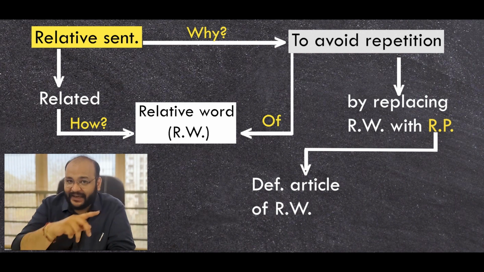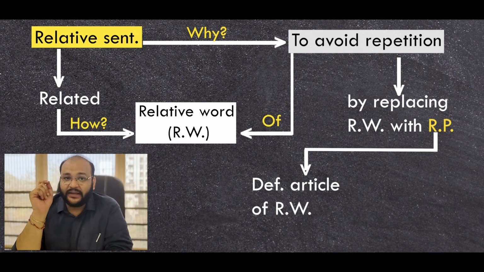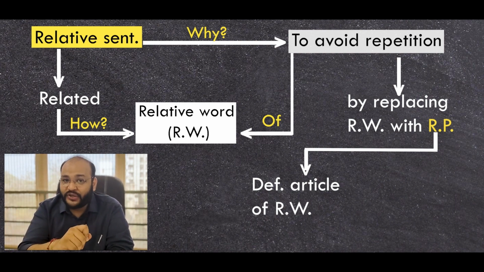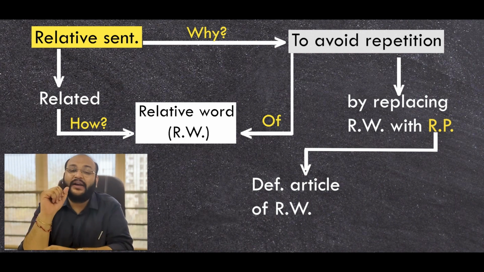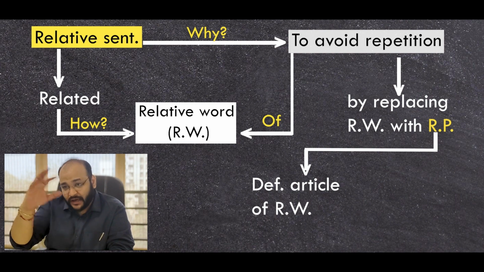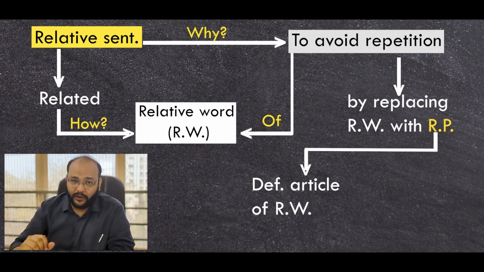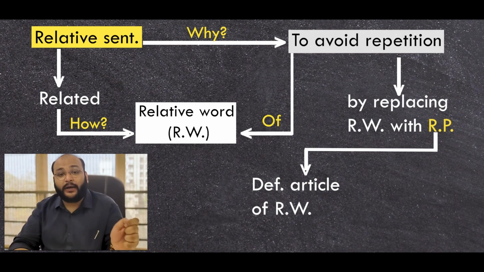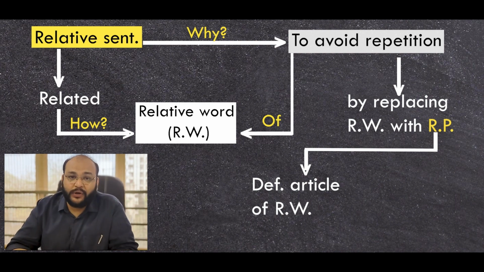So once again, let's revise this entire concept so as to make it super clear. What are relative sentences? Relative sentences are the sentences which are related to each other. And how are they related to each other? By or through a relative word. And why do we need these relative sentences? To avoid the repetition of these relative words. And how can we avoid this repetition? By using a relative pronoun in place of the relative word. And what do we use as a relative pronoun in the German language? We use the gender of these relative words.